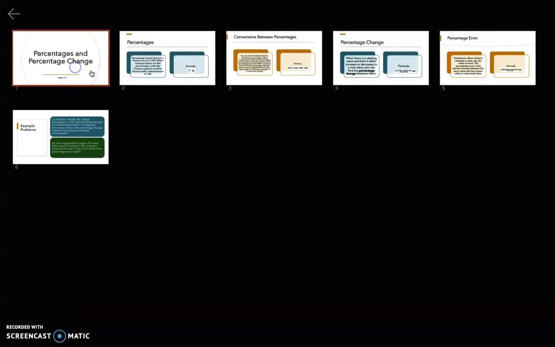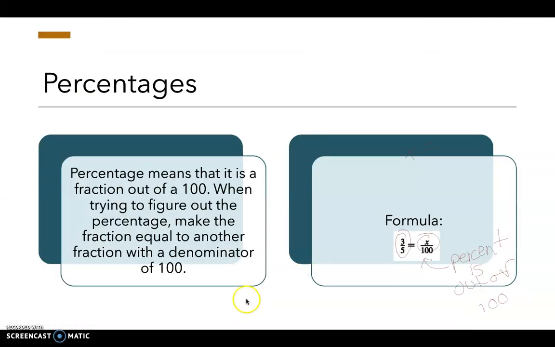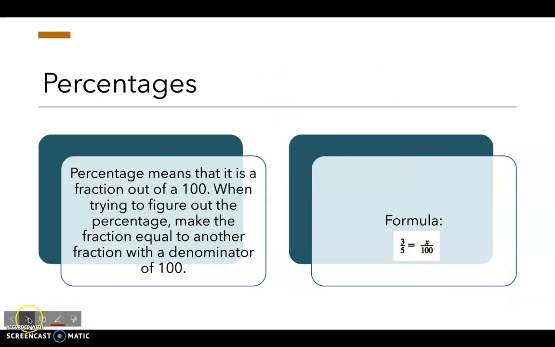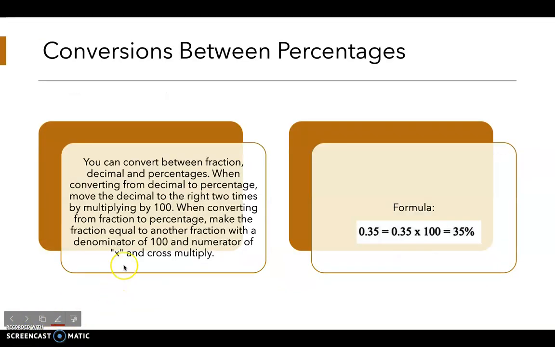So then what you would do is you take that number and write a percent sign. So for example, if I had 5 over 100, then it would be 5%. Okay? So now that we know that, let's take a look at the other concept.